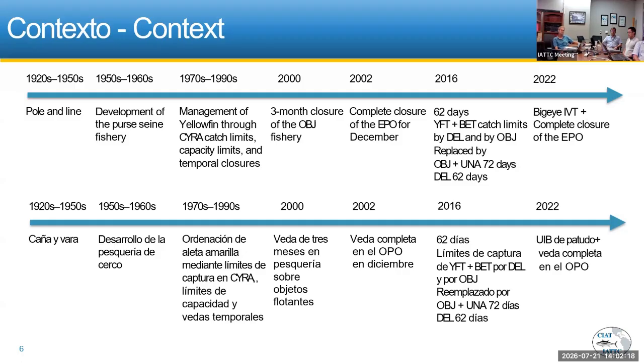It greatly reduced the catch of big eye in the floating object fishery. And so that's been going for several years. And that's actually been so successful that the closures of the EPO were reduced this year because of that.